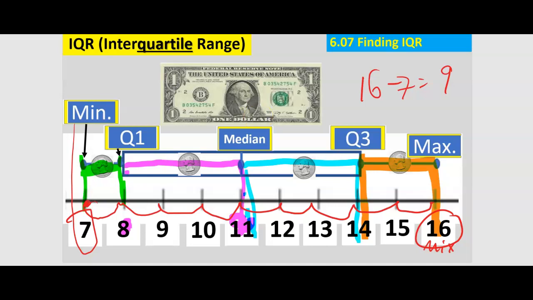And again, that's the range for all the data. So I'll take a nice little yellow highlighter and I'll show you. This is the range for all the data. But what is the interquartile range?